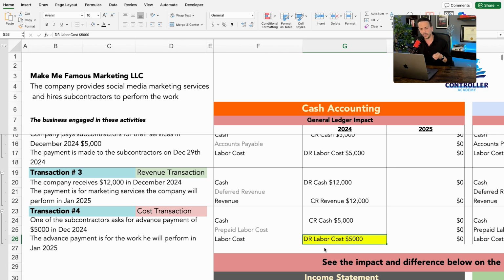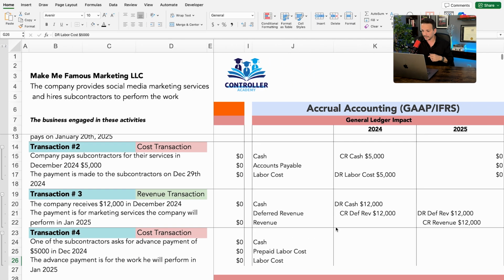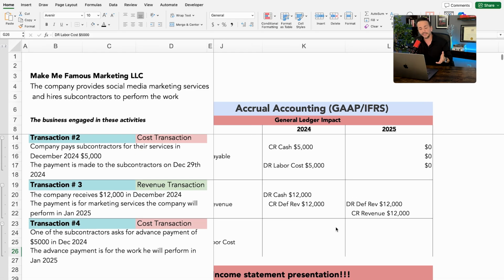So we recorded a cost for the labor in 2024, which is economically incorrect because the service will be performed by the subcontractor in the next year. Right, but this is cash accounting. It oversimplifies everything by looking at when the cash is moving. Let's look at accrual accounting and how it's going to treat this prepayment on the books.